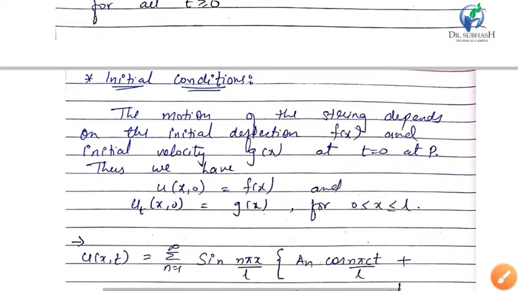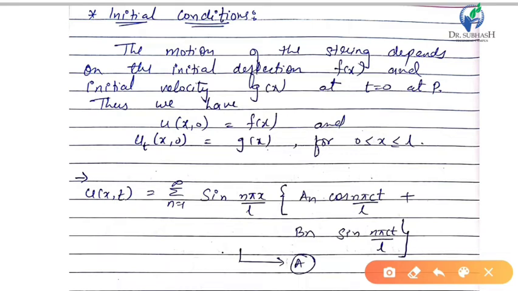Now let us move to the initial condition. The motion of the string depends on the initial deflection f(x) and initial velocity g(x) at t equal to 0 at point P. So we have u of (x, 0) equal to f(x), and u_t, that means we differentiate u with respect to t, so u_t of (x, 0) will give the function g(x) for 0 less than x less than or equal to L. We will again remember these 2 points: u of (x, 0) will take f(x) and u_t of (x, 0) will take g(x).